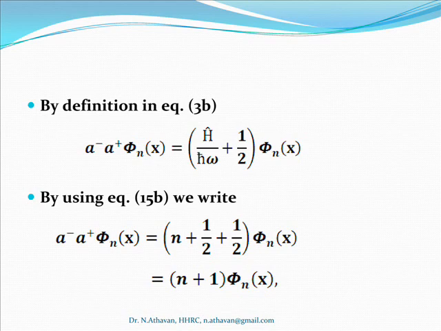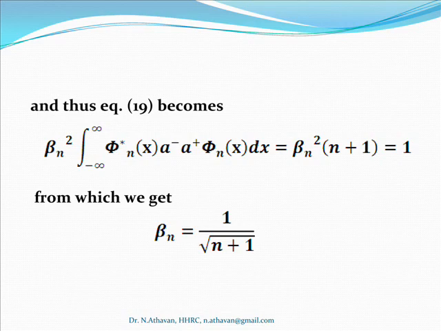So I write the above equation as n plus half into phi n of x, which is equal to n plus 1 into phi n of x, which means the value of the integral phi n star of x a minus a plus phi n of x dx is equal to n plus 1. So I write the right hand side as beta n square into n plus 1, which is equal to 1, from which we get beta n is equal to 1 by square root of n plus 1.